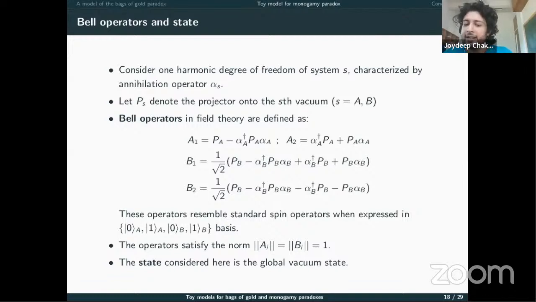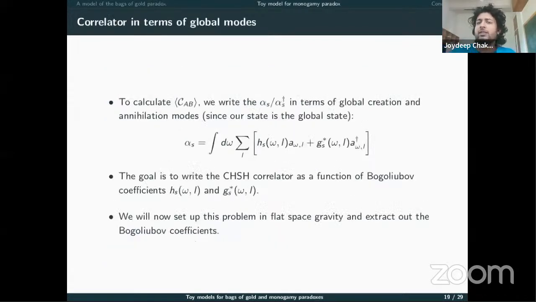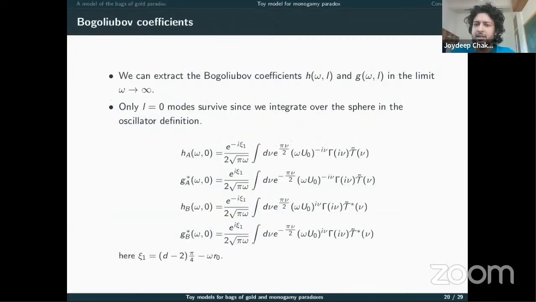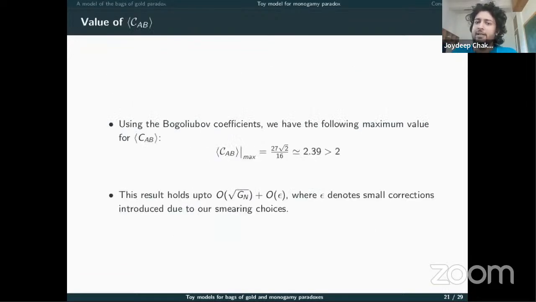The state which we consider here is the global vacuum state. To calculate C_AB, we first write down these operators alpha in terms of global creation and annihilation modes. The goal now is to write the CHSH correlator as a function of Bogoliubov coefficients H and G, which we can easily extract in certain limits. And finally, we arrive at this expression for C_AB, which is 2.39 using our choice of operators and states, which is greater than 2.